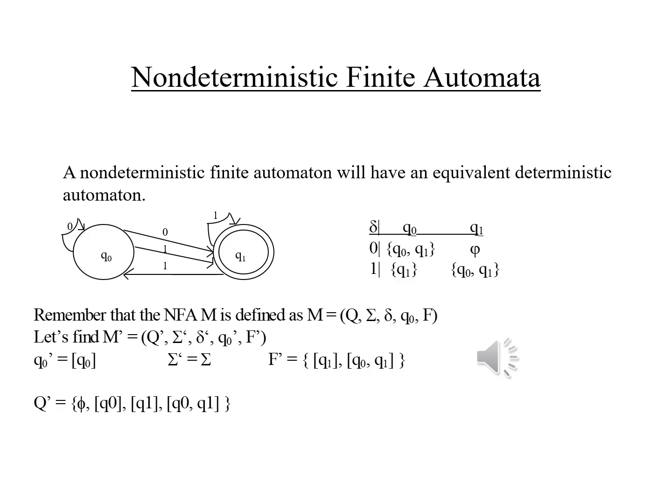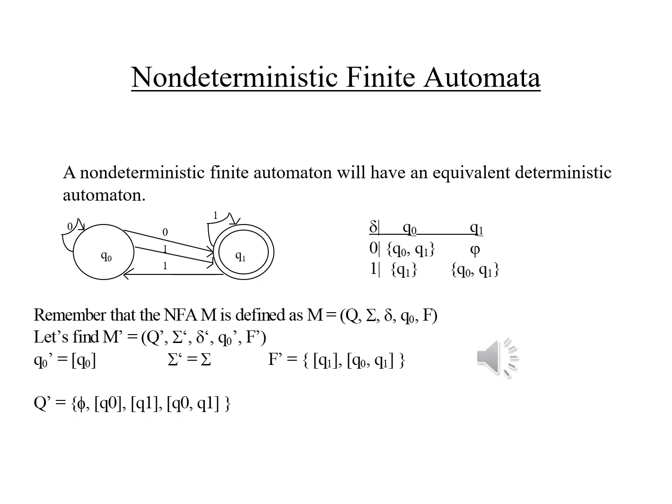As it turns out, a non-deterministic finite automaton will have an equivalent deterministic finite automaton. Let's take a look at the NFA that you see in the diagram. I have 2 states, Q0 and Q1. When the symbol read in is a 0, I will go from Q0 and end up in both Q0 and in Q1 at the same time.